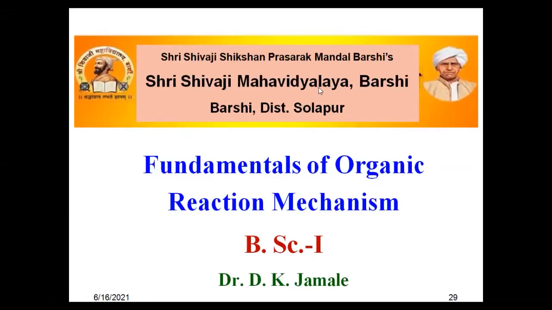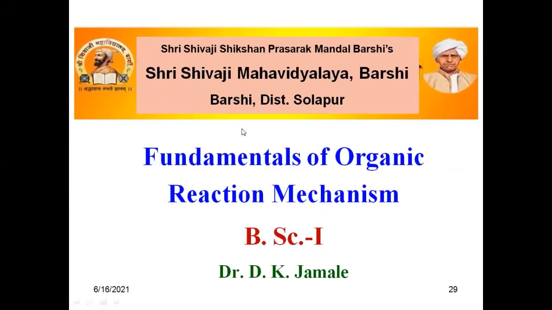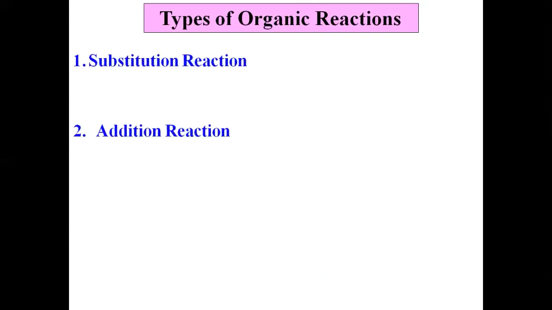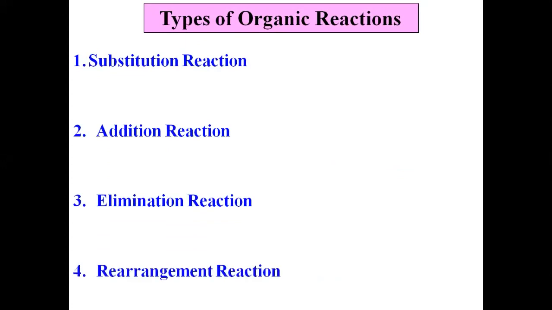आपण सुरुवात करूया. In last lecture, we have studied types of organic reaction. Mainly, all the organic reactions are classified into four main types. What are those types? Substitution, addition, elimination, and rearrangement reaction. These are the four main types of the organic reaction. Then we have studied what is meant by substitution, addition, elimination, etc.